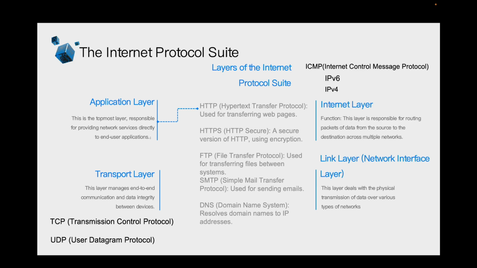And then at last we have the link layer. This is the network interface layer. This layer deals with the physical transmission of data over various types of networks, like Wi-Fi, and it includes protocols that define how data is formatted for transmission.